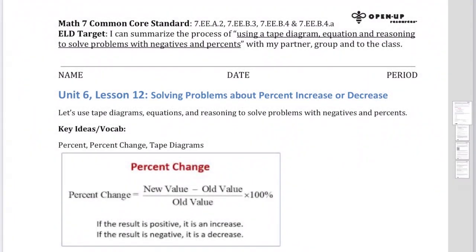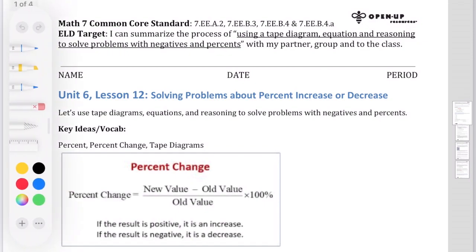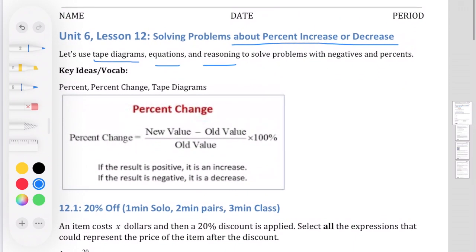We're in Unit 6, Lesson 12 today. We're going to be working on solving problems about percent increase or decrease. So we're going to use a variety of resources such as tape diagrams, equations, and reasoning to solve problems with negatives and percents.